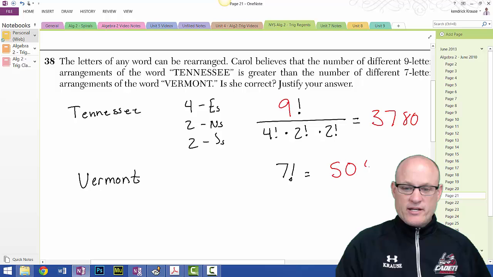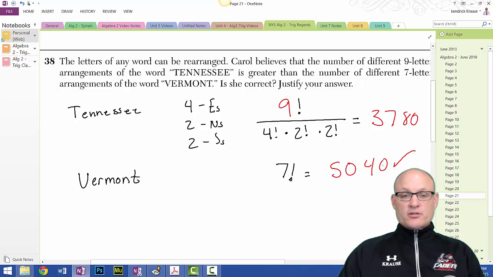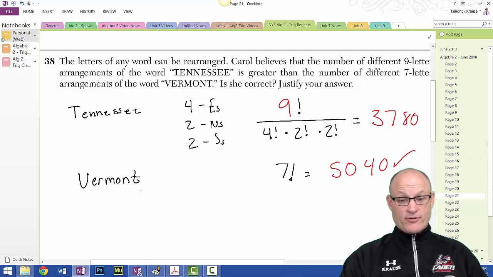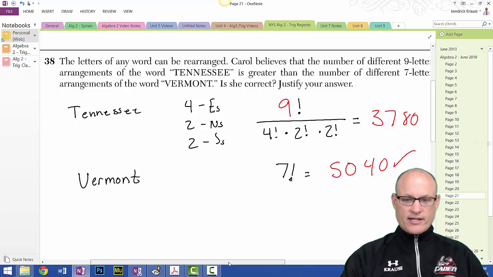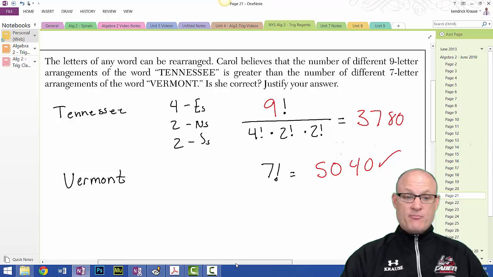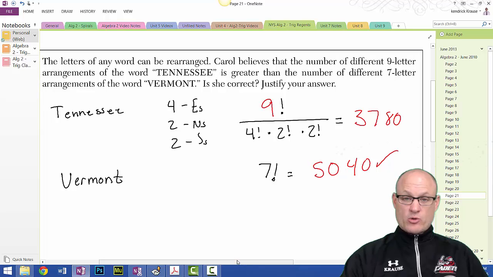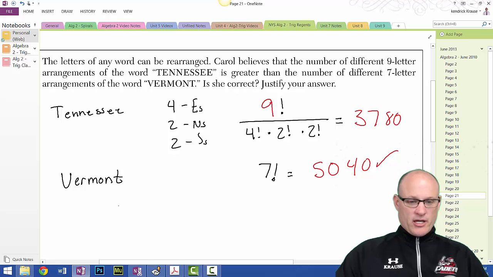Now, if you ended here, and you're like, oh, look, that's more, and you didn't do anything else, you'd be wrong. Because the question says the letters can be arranged. Carol believes, like Carol is talking to everybody, that because it's got 9 letters, it's going to have many more permutations than it does if it's just a 7-letter word. Now, that would be true if there were no repeating letters. But since there are, she is wrong. So, Carol is wrong.